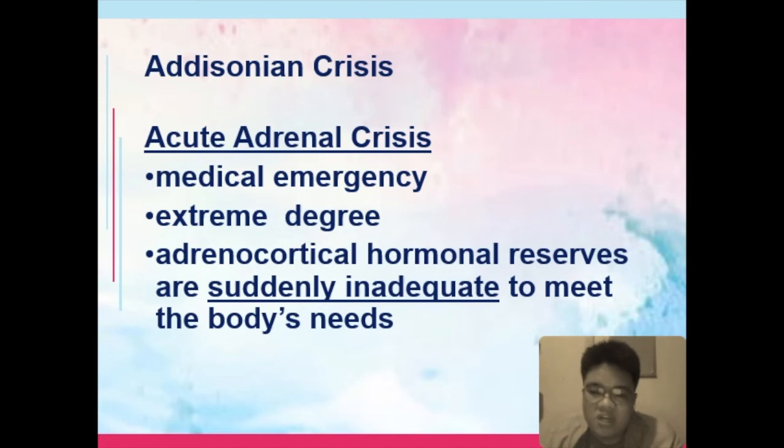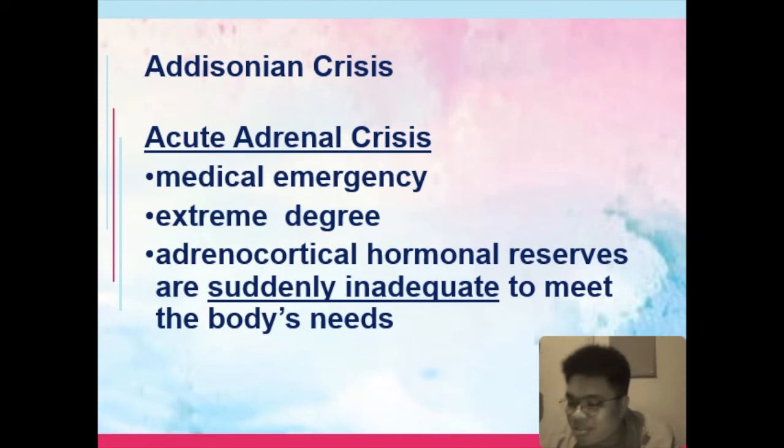One complication of your Addison's disease that you're watching out for is your Addisonian crisis. Your Addisonian crisis is also referred to as your acute adrenal crisis. It's considered a medical emergency to the extreme degree. Class, what happens here in your adrenal crisis or your Addisonian crisis is that adrenocortical hormonal reserves are suddenly inadequate to meet the body's needs. Remember, the hormonal reserves are suddenly inadequate to meet the body's basic needs.